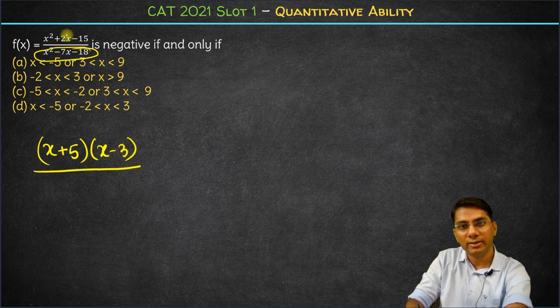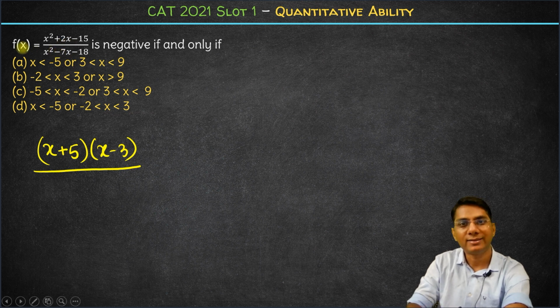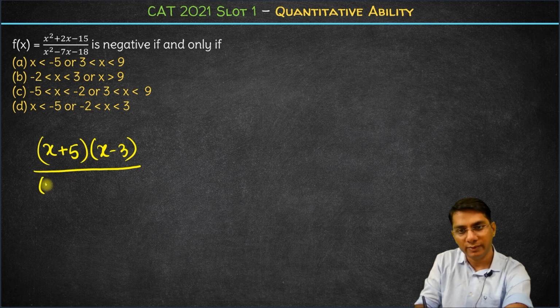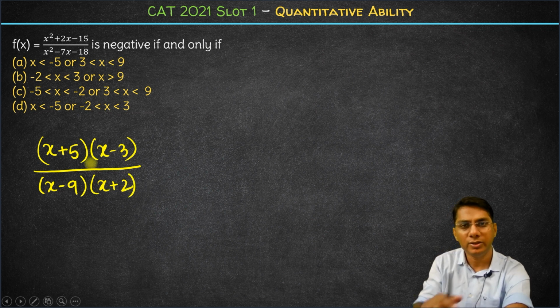Similarly, in the denominator, think of two numbers whose product is minus 18 and the sum is minus 7. So the two numbers will be minus 9 and plus 2. So this can be factorized as x minus 9 into x plus 2. I have factorized them directly. You should use the proper method here.